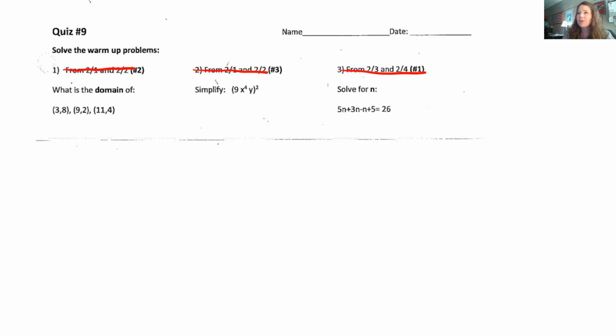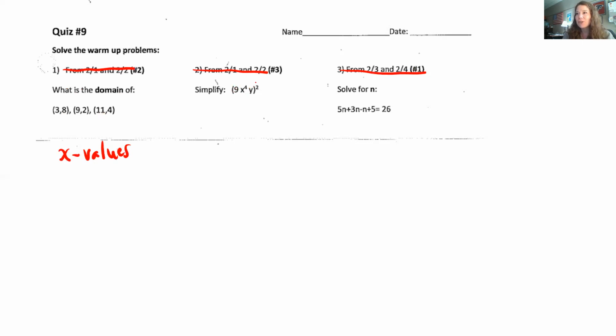So for example, the first one, what is the domain of these 3 ordered pairs? Remember, domain are the x values. So all you're doing is listing the x values. That's it. So then the second one, some review from exponents.